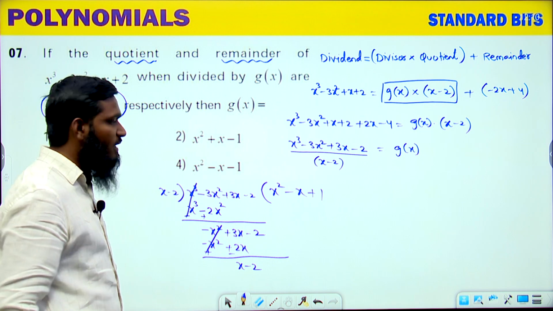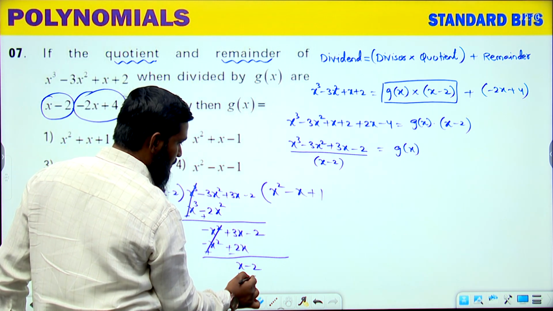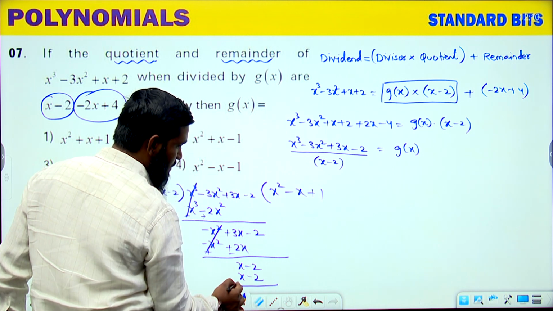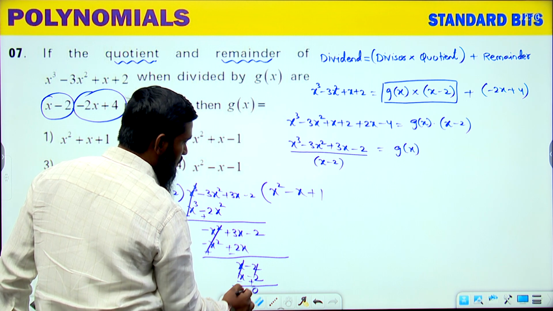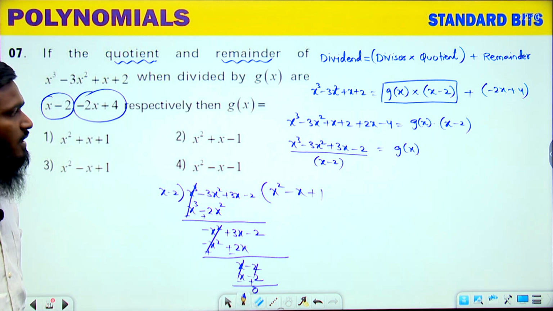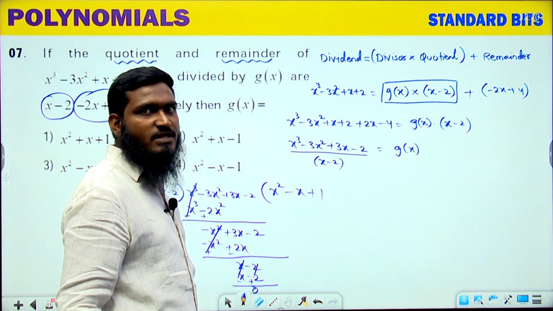Okay, next we have to multiply. If you are multiplying this x minus 2 with 1, what answer are we getting? x minus 2. Now if you change the signs, plus will become minus, minus will become plus. This part gets cancelled, this part gets cancelled. What is the remainder we are getting? 0. So now, as we are performing division, we will get the g of x value.